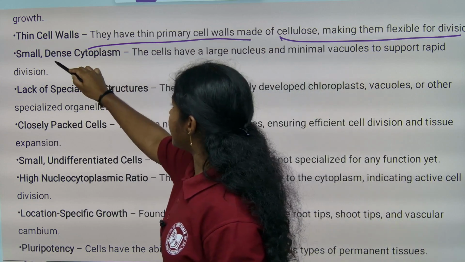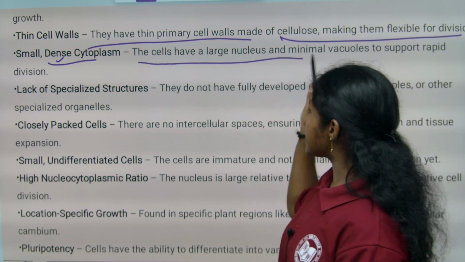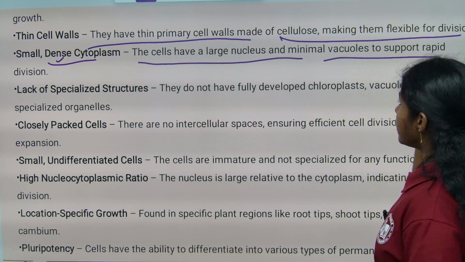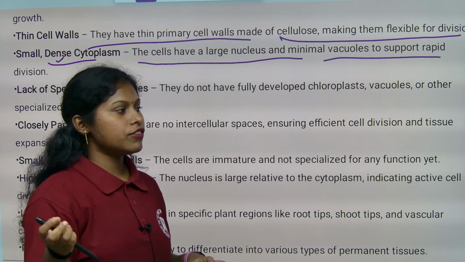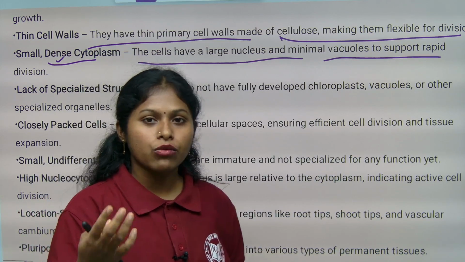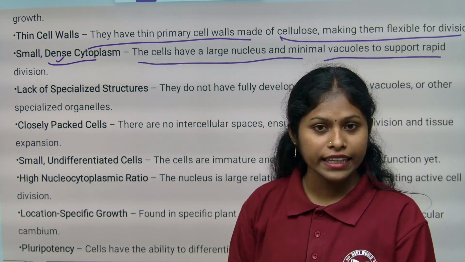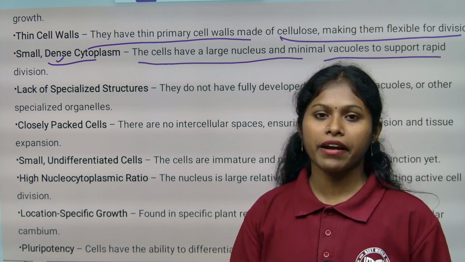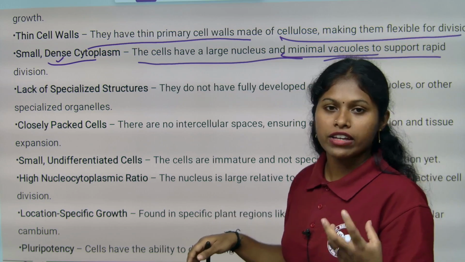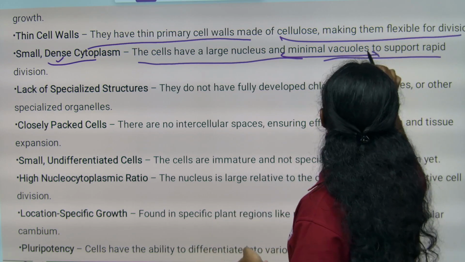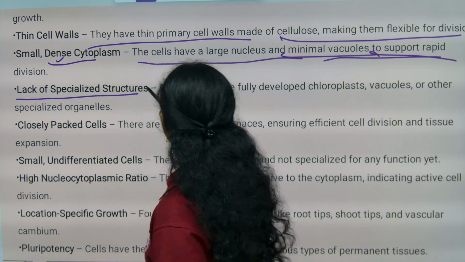And the cells are small, with dense cytoplasm, because the cells have a large nucleus, and there are no vacuoles, or they are devoid of vacuoles. If they are present, they are minimal in size, because the vacuole doesn't have any function in the meristematic tissue. That is why they mostly lack vacuoles. If present, they do not have any specific function. Dense cytoplasm is there to support rapid division, and there are no specialized structures.